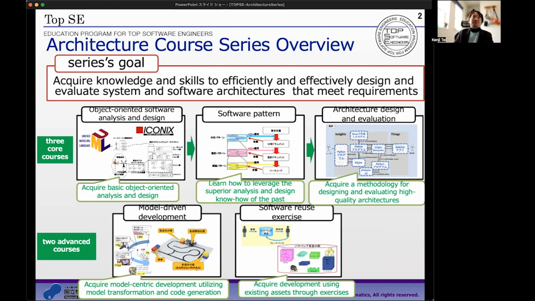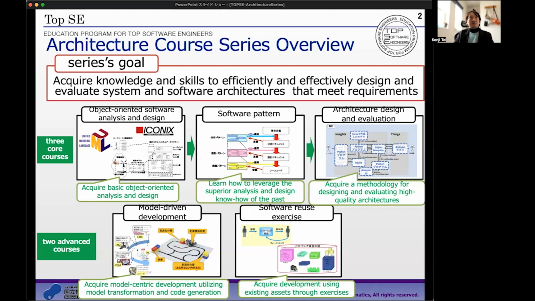Object-oriented software analysis and design is for acquiring basic object-oriented analysis and design techniques. Also, software patterns is to learn how to leverage the superior analysis and design know-how from past development. And architecture design and evaluation is the main course in this series, where students acquire a methodology for designing and evaluating high quality architectures.